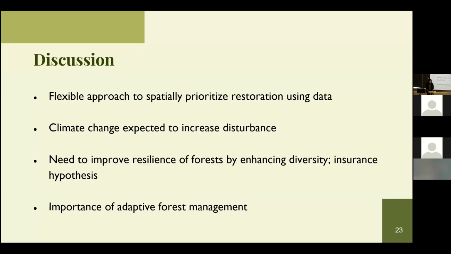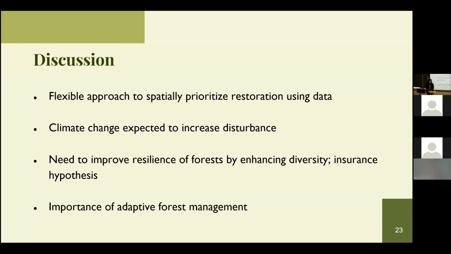Okay, so what this project really provides is a flexible approach to spatially prioritize restoration. Of course, it is data dependent. Just to illustrate how it's flexible, if we wanted to focus on accessibility, for instance, we could look at trails and overlay a trails shapefile to see where those high priority areas overlap with trails, so we can easily get into those areas to restore them.